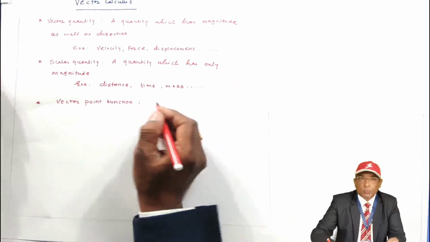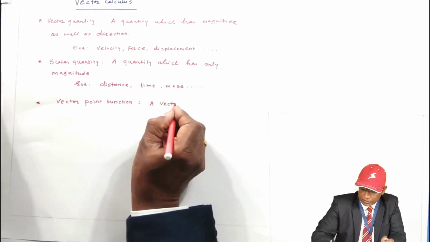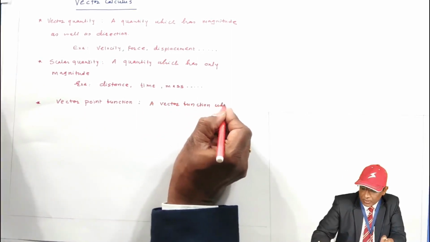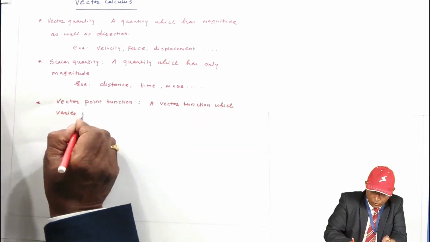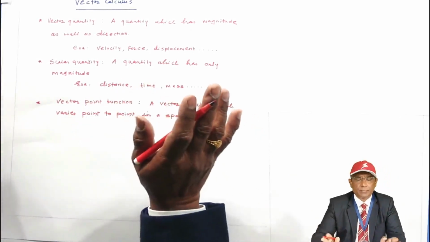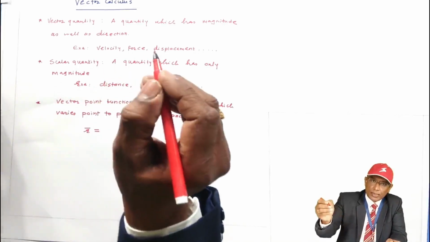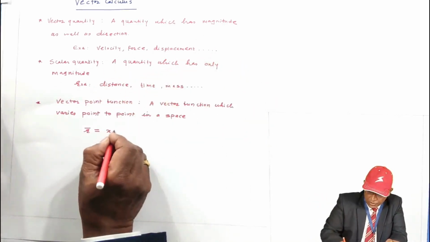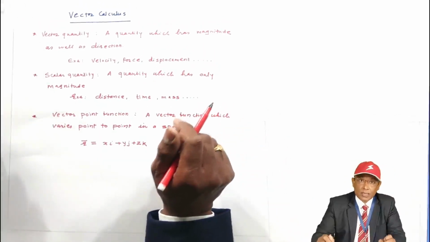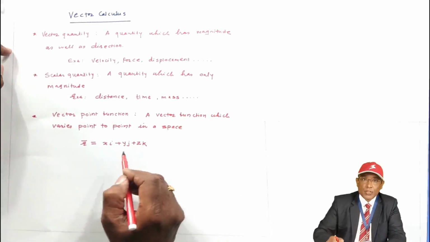Now, what is a vector point function? A vector function which varies from point to point in a space is called a vector point function. This r bar is the radius vector from the origin to any point of the space, meaning xi plus yj plus zk. So this is the vector function. But is it a point function? Yes, because this vector varies from point to point.